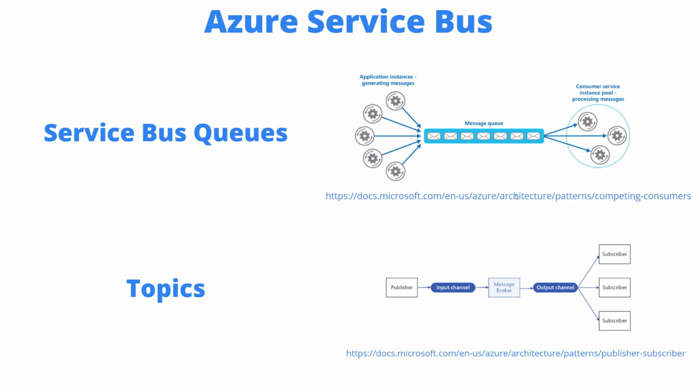So if we think about a queue, we can have one or many applications that will publish a message to a queue. And once it's in a queue, it'll be available to be consumed by a subscriber or a consumer. Now, in this case, it becomes a competing consumer scenario. So if we have multiple services or applications that are interested in this message, only one of them is going to be able to retrieve that message.